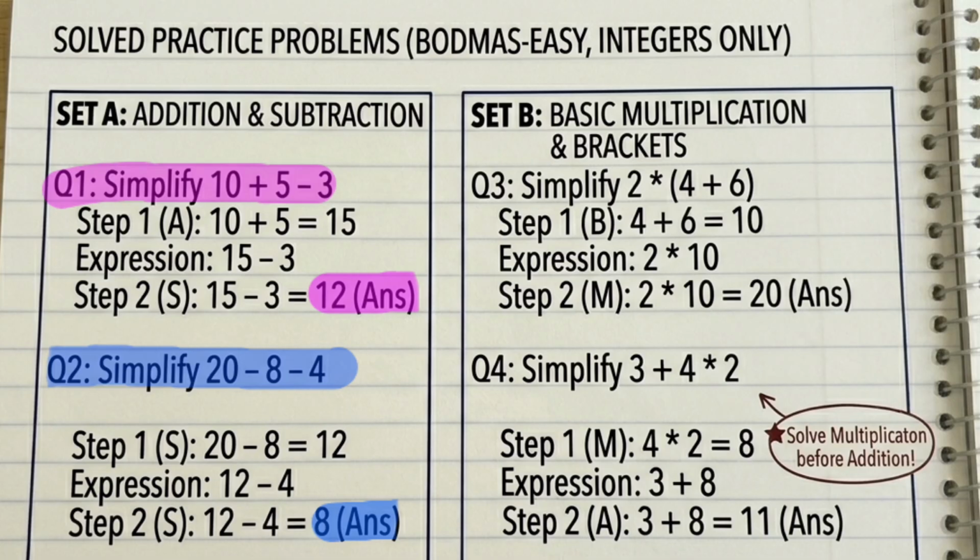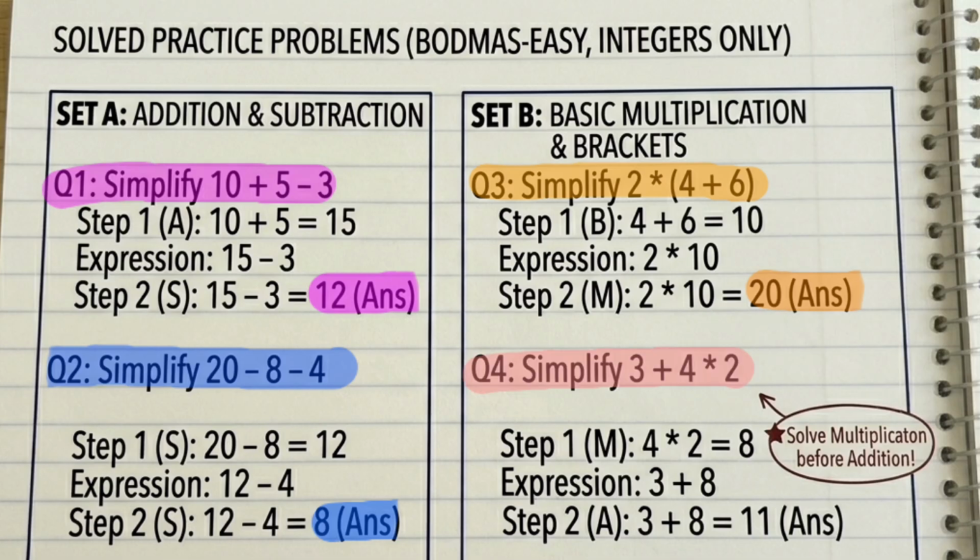Let's see question number 3. Simplify 2 multiplied by the bracket 4 plus 6. So according to BODMAS, we have to solve the bracket first. So we will solve here 4 plus 6, so it will become 10. So the expression will be 2 times 10. Then we have only multiplication, so 2 times 10 is 20. So our answer will be 20.